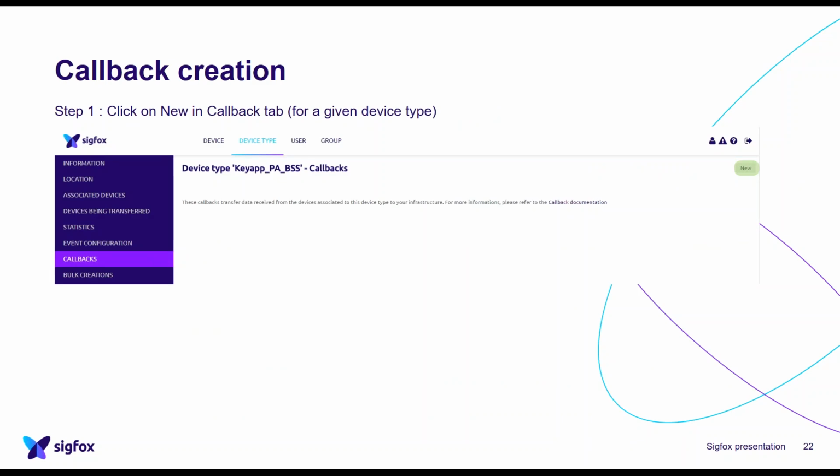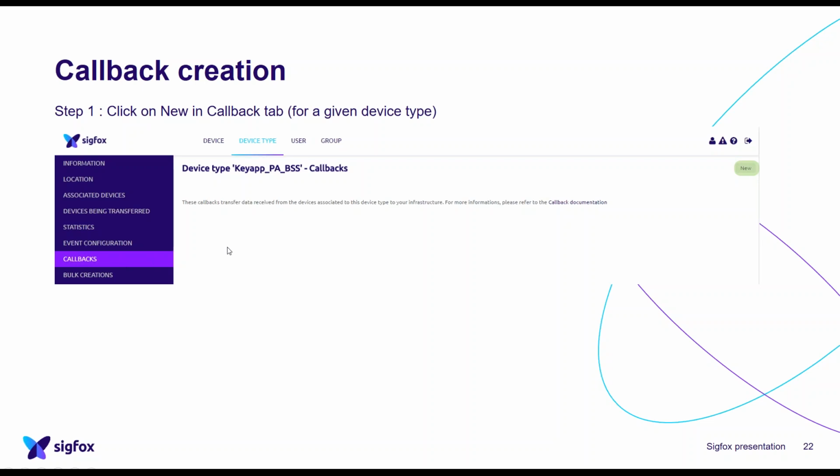The callbacks are linked to a device type. So if you remember well, the device type is a family of devices that behave exactly the same. So when you create a new callback, you have to create it on a device type. So you go to your specific device type. When selected, for example, this one is key PA BSS, you will have access to a subcategory called callbacks.